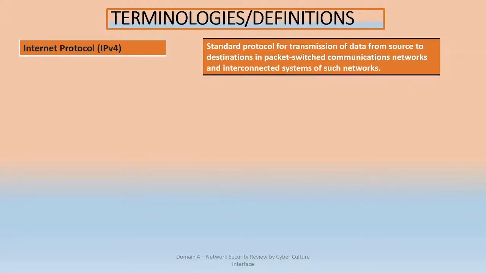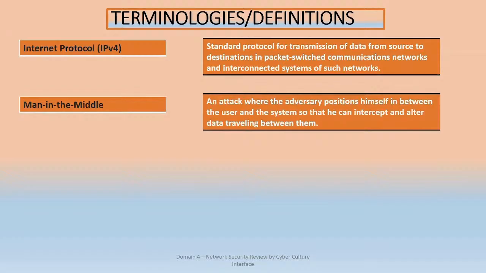So when communicating on the internet, the internet protocol comes into play, and that is why we have internet protocol addresses. Then we have man in the middle. Man in the middle is an attack where an adversary positions himself in between the user and the system. As an end user, you are trying to access a server. Meanwhile, there's someone in between you and the server. So we send the message to the server, someone intercepts the message and replies to you, and you think the message is coming from the server. So this is a man in the middle, a man standing in between the user and the system.